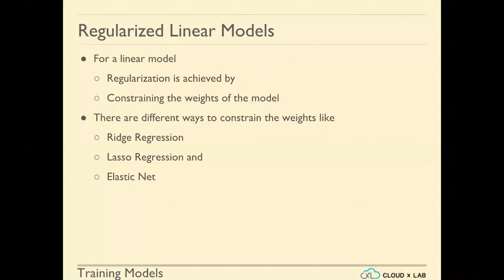For a linear model, regularization is achieved by constraining the weights of the model, weights or thetas, right? That's what we studied. So there are three ways of constraining the weights. Number one is ridge regression, second is lasso, and third is elastic. Elastic is between ridge and lasso. Okay, so if you understand the first one, the rest two you will understand easily. I hope everybody got the reason for regularization, right?